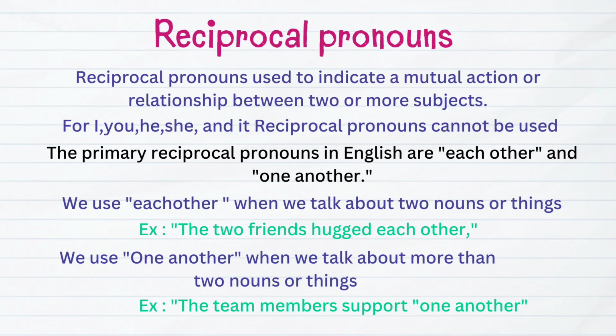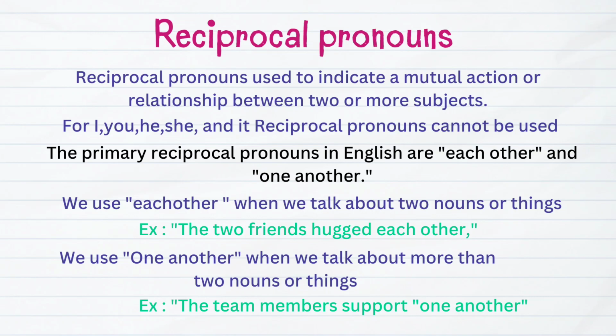Reciprocal pronouns. Reciprocal pronouns are used to indicate a mutual action or relationship between two or more subjects. For I, you, he, she and it, reciprocal pronouns cannot be used. The primary reciprocal pronouns in English are each other and one another. We use each other when we talk about two nouns or things. Example, the two friends hugged each other.